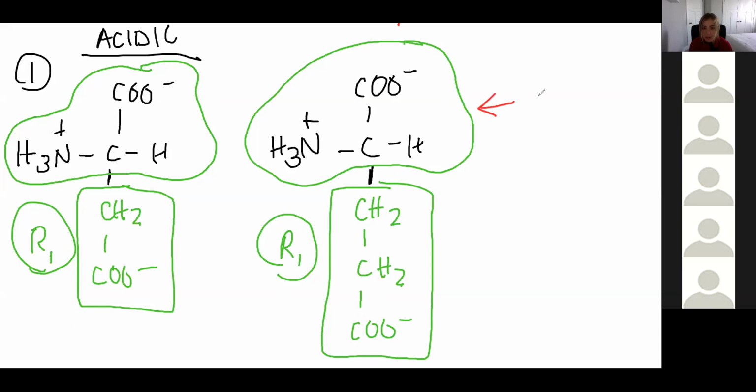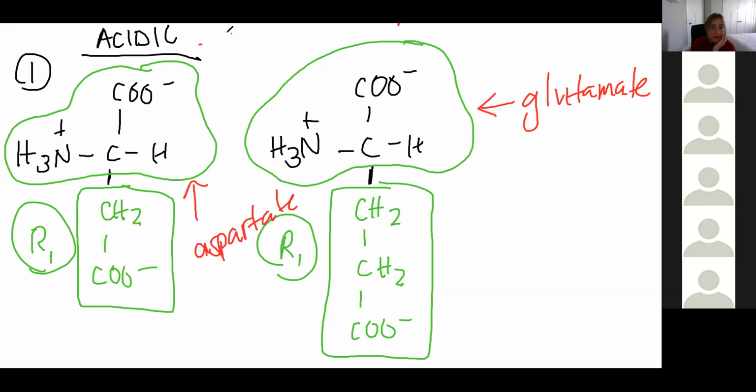So this is going to be glutamate, and this is going to be aspartate. Okay, and these are acidic amino acids. And why? Because on our R group, we have a carboxylic acid. Okay, so we have an acid here. Acid.